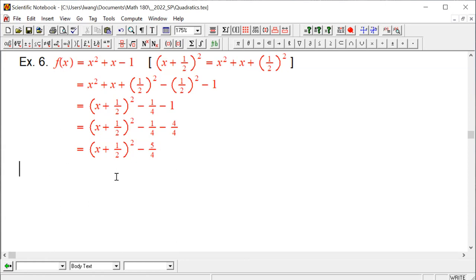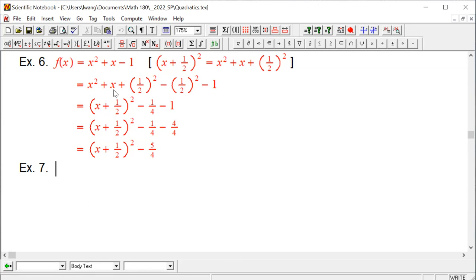And let's continue. Example number 7. So now we know about completing the square. Feel free, you must practice and do homework. I have some homework questions for you guys to do on completing the square, using either method. I actually want you to learn how to use both methods.